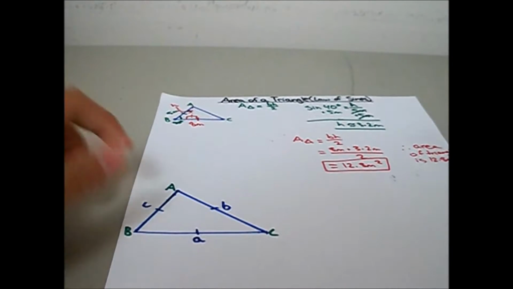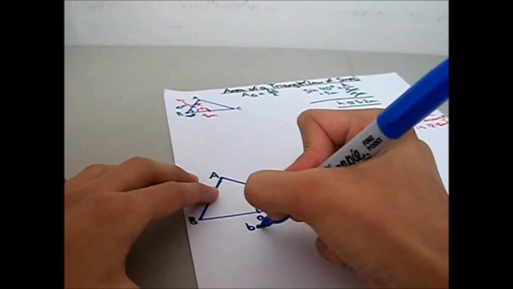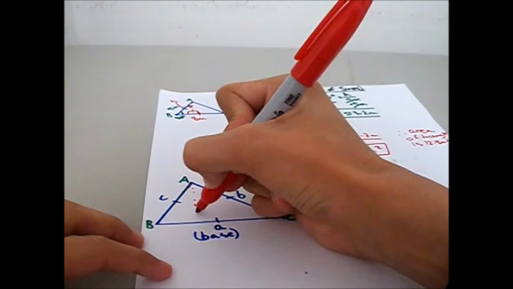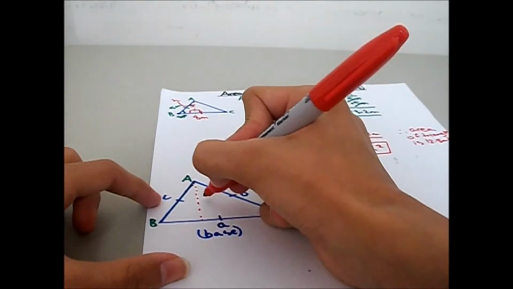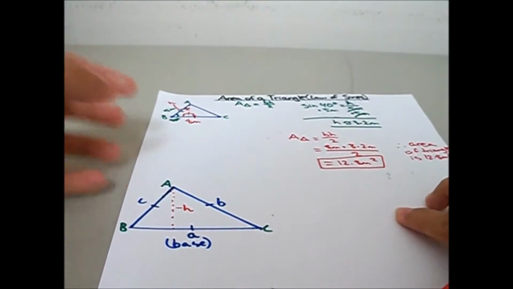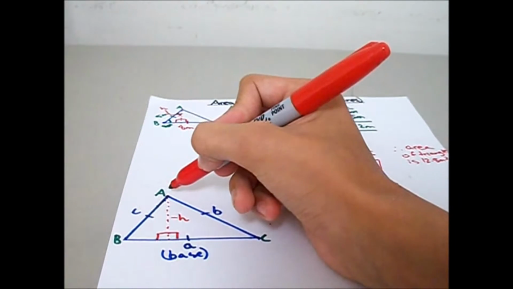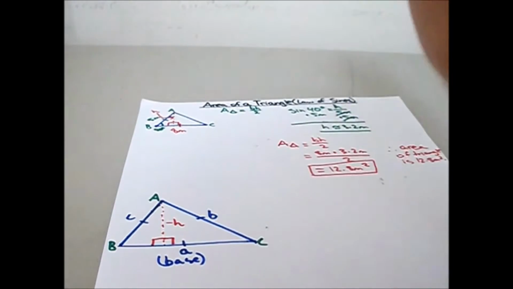So suppose I was to be given the base, which was a. So the a will be the base in this case. Now I want to draw a dotted line to find the height. So if that's the base of the triangle, this will be the height of the triangle, the dotted line, labeled h. And that makes two right triangles. Remember, the dotted line from the vertex to the base results in two right triangles.